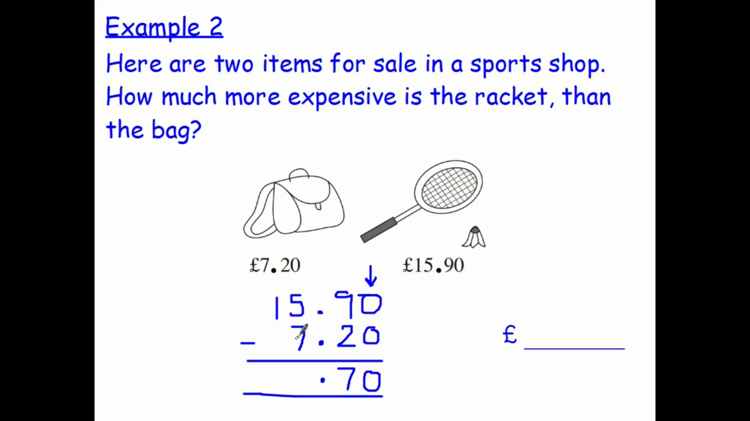5 take away 7 I can't do, so I have to borrow from here. That reduces by 1 to 0. And then this becomes 15. So now my question is 15, take away 7, which is 8. So £8.70 more expensive.